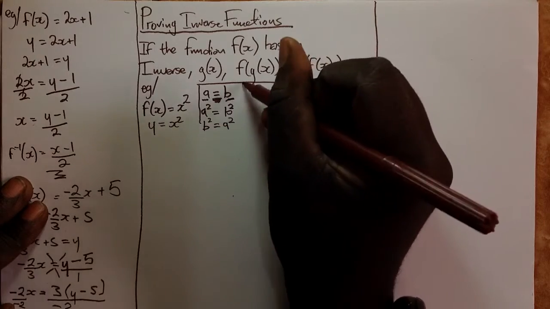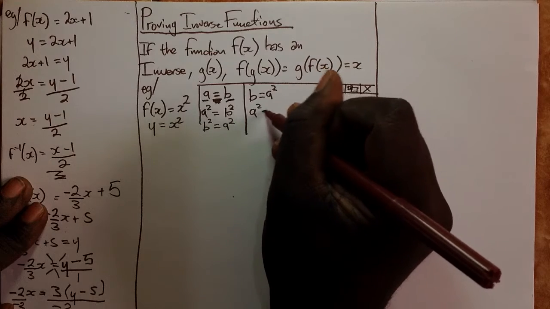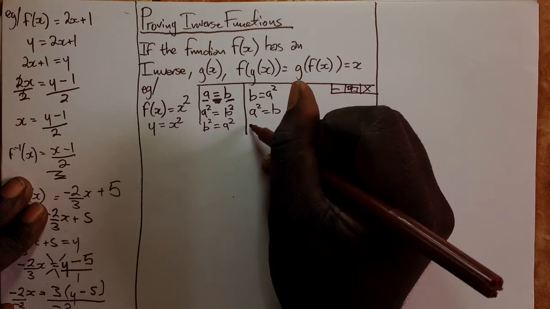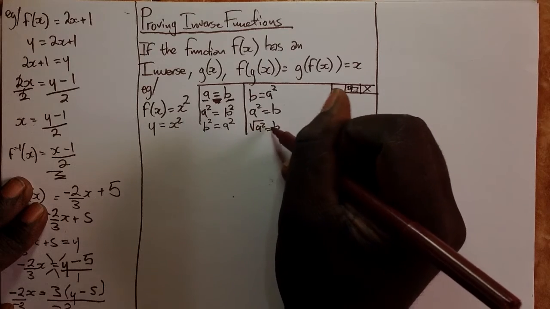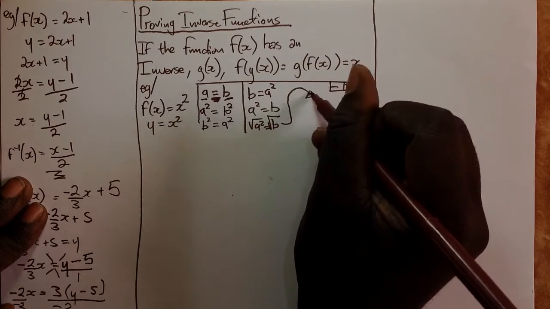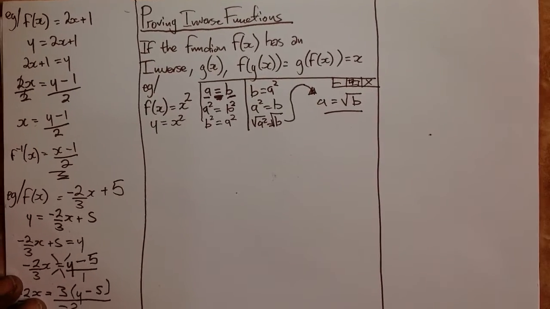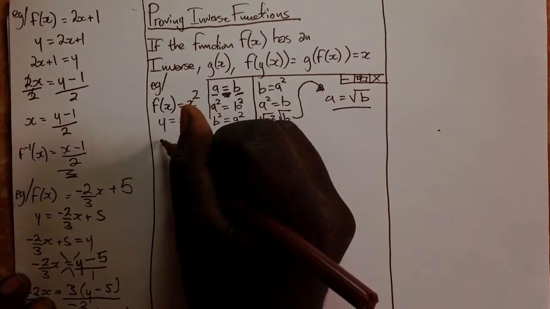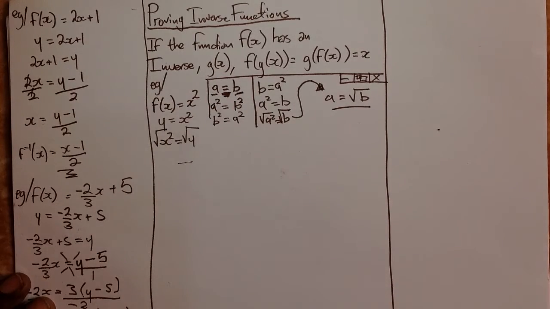Okay, what if we have b is equal to a squared? So this is just the same as saying a squared is equal to b. Now to find the value of a, we will square root both sides. And let's just write it here, and we can say a is equal to the square root of b. So going back to our original function, we can square root both sides and say the square root of the left is equal to the square root of the right.